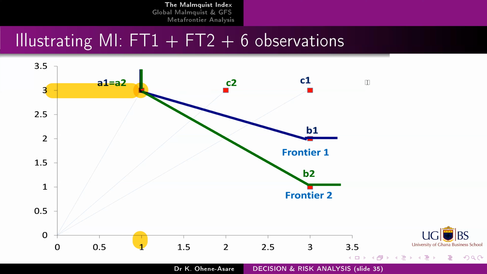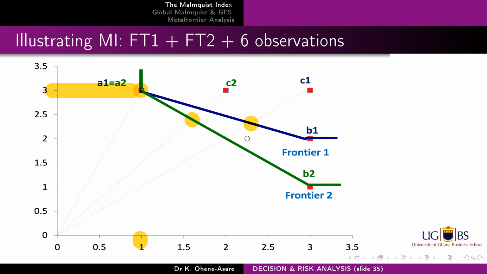So when I say own period, if you are measuring the efficiency of B1, B1 is a kind of blue firm. It has to be measured relative to the frontier 1. If you are measuring the efficiency of C1, it has to be measured relative to frontier 1, somewhere here. If you are measuring B2, it has to be measured relative to frontier 2 in its same year. And if you are doing C2, it has to be measured relative to frontier 2.